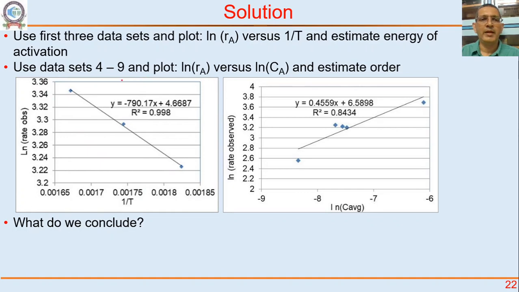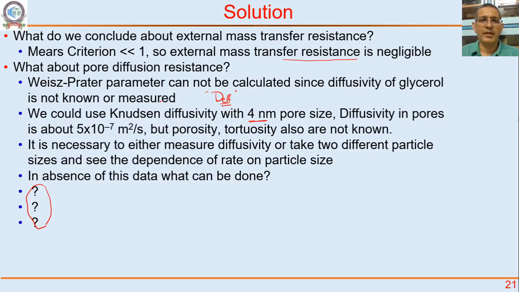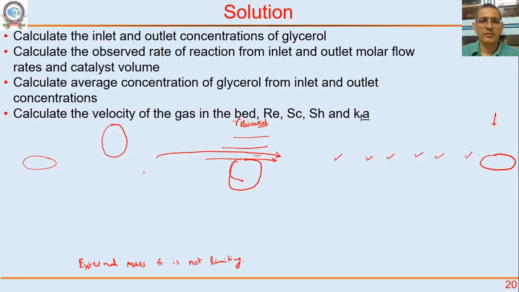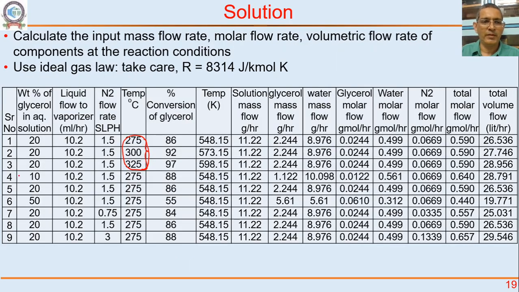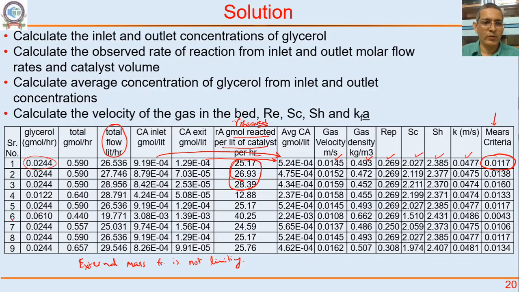Right? And data from set 4 to 9 are at different glycerol concentrations. Why? Because the liquid flow rate is the same, but different nitrogen flow rates are there. That is what is changing the glycerol concentration. In data set 4 to 9, inlet, outlet and average glycerol concentration is changing.